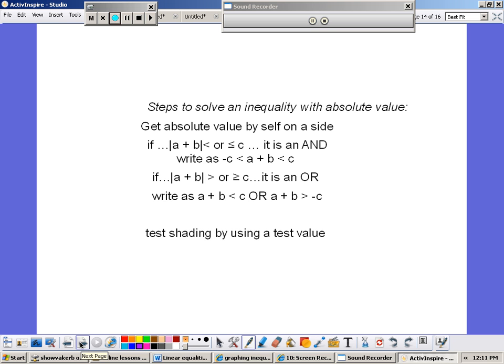Steps to solve an inequality with absolute values. It's the same thing. I'm going to get the absolute value by itself. I'm going to take the absolute value off and do two separate ones. One will be the absolute value and the sign and the positive number. And then I'm going to do the absolute value, the opposite sign. So if it was less than, it's now greater than. And the opposite value, if it was positive, it's negative. So let me show you how we do this.